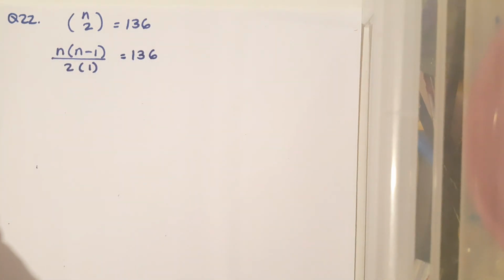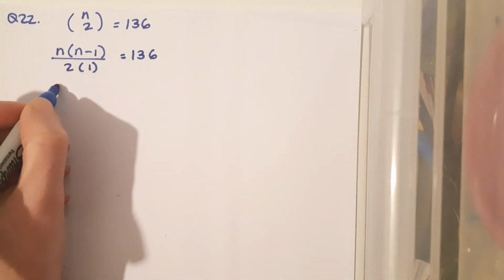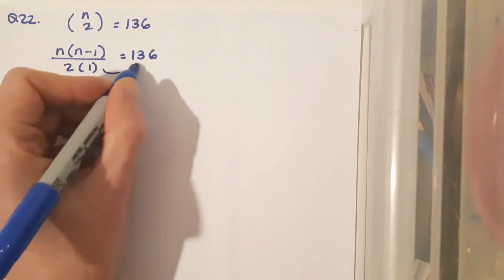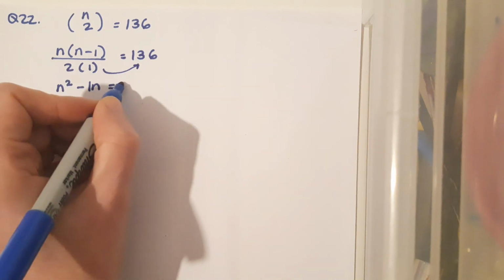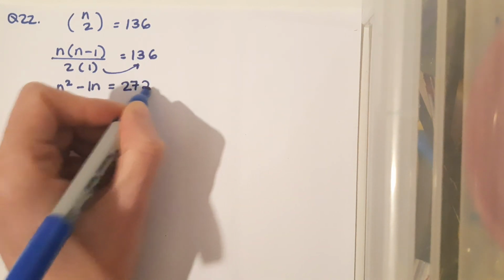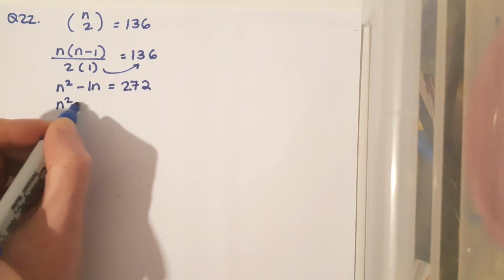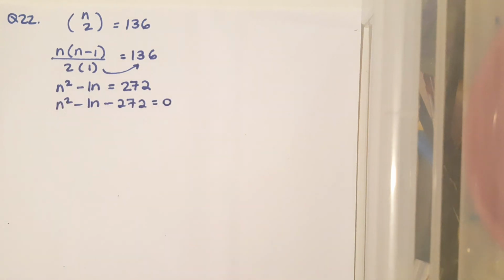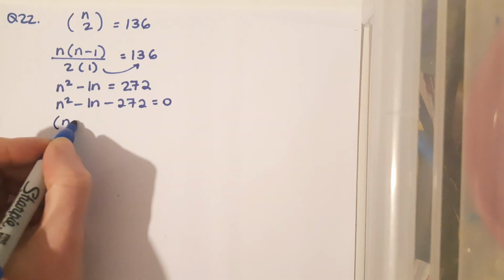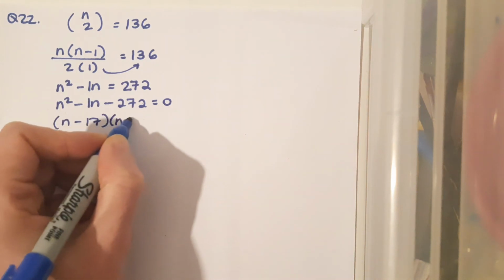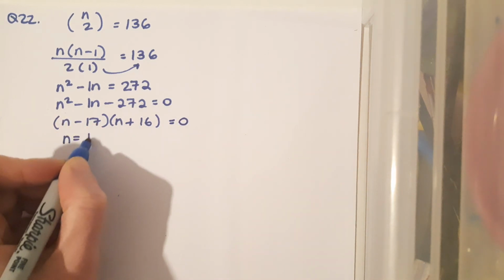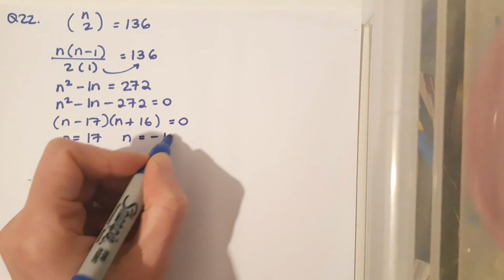And now I need to just multiply this out and make a quadratic from it. So on the top, on the left-hand side, that's n squared minus 1n. 2 by 1 is 2, and I can bring that across and multiply it by 136 to get 272. And then I'll bring everything to one side and let it equal 0, and then I'll factorize and solve. So at this stage, I have to find my factors. And I'm going to end up with n minus 17 by n plus 16 equals 0. And so my solutions are possibly n equals 17 and n equals minus 16.